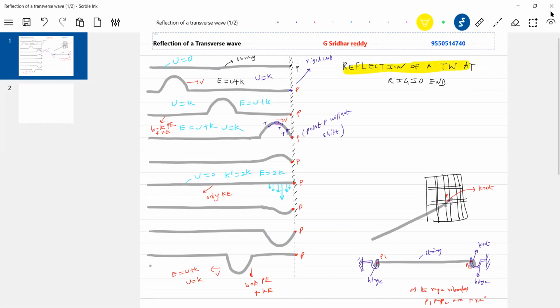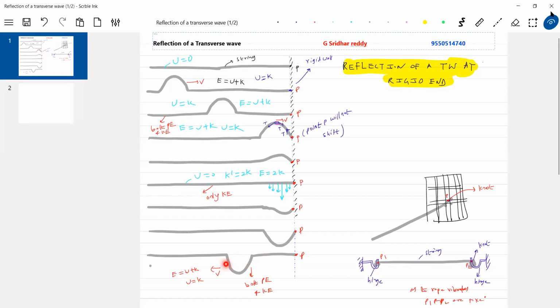The best example of a rigid end: take a rope and connect it to a wall. Hinge one end of the rope, let it be connected to the wall. So that will now become a rigid end. Now the wave which is arriving here, after reflection, will get inverted and will move back.